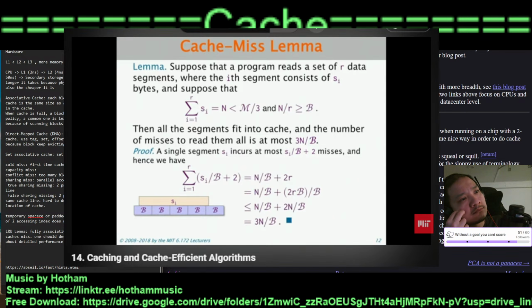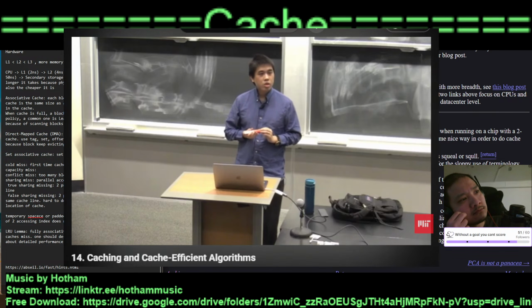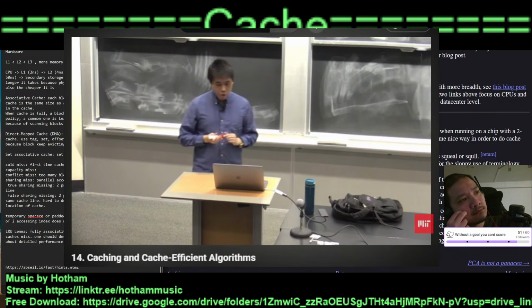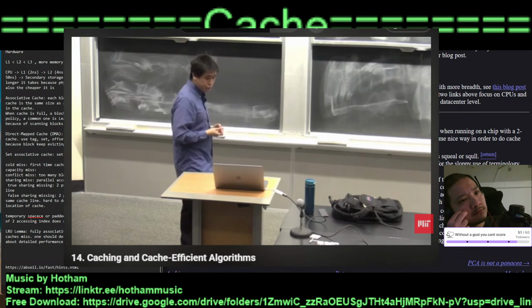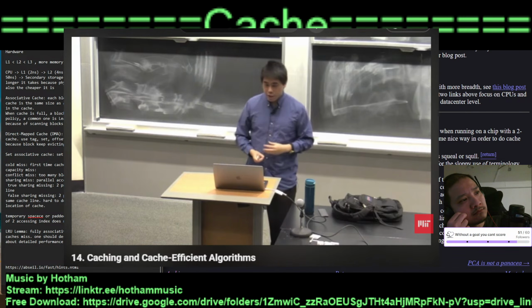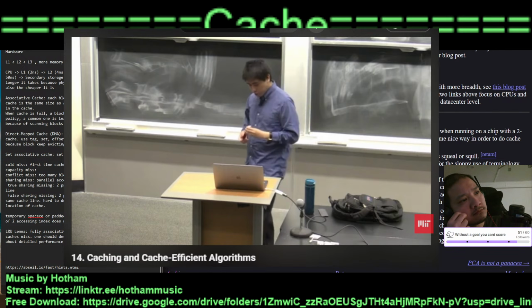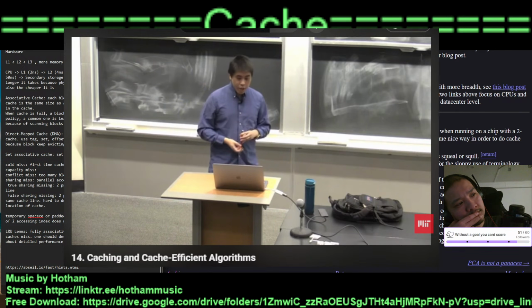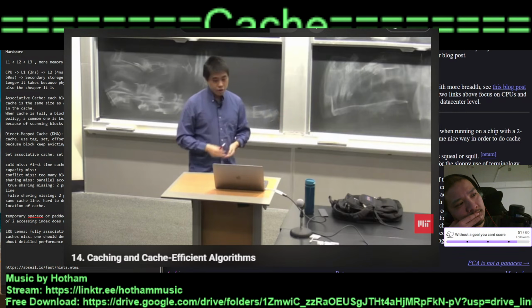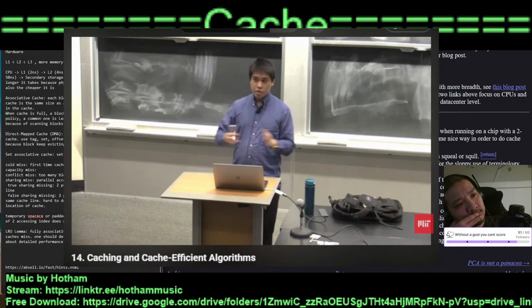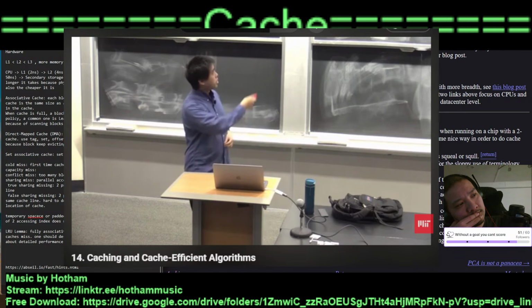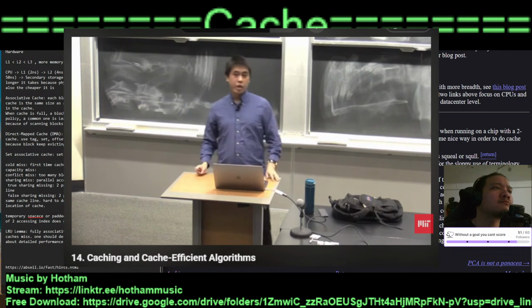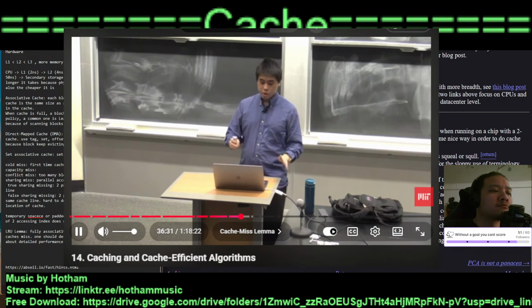OK, so any questions on this cache miss lemma? So the important thing to remember here is that if you have a whole bunch of data segments and the average length of your segments is large enough, bigger than a cache block size, then you can access all of these segments just like a single array. It only increases the number of cache misses by a constant factor, and if you're doing an asymptotic analysis, then it doesn't matter. So we're going to be using this.